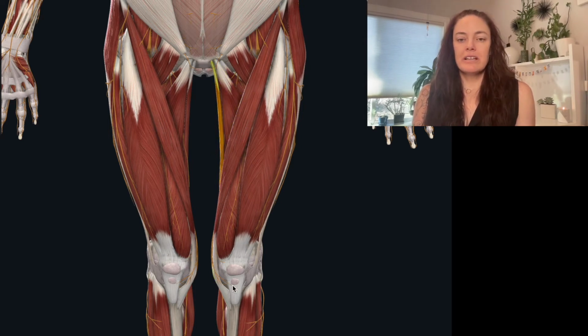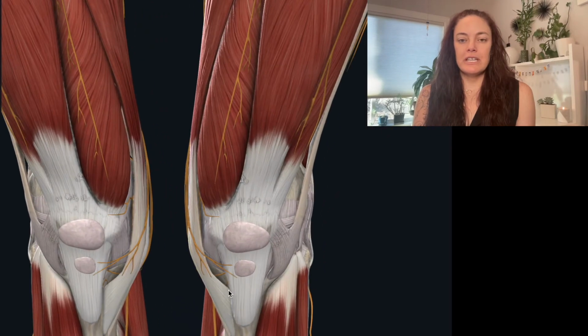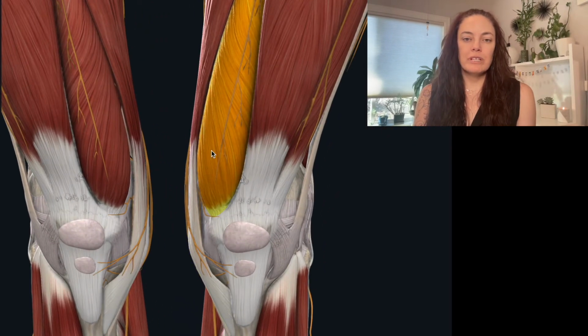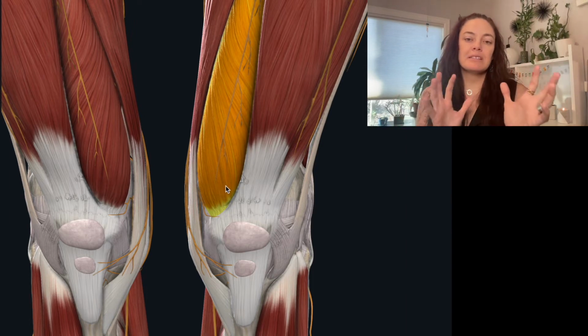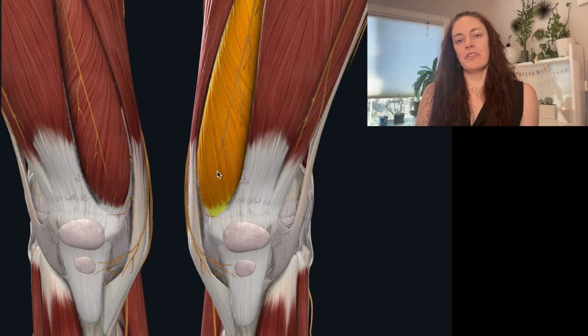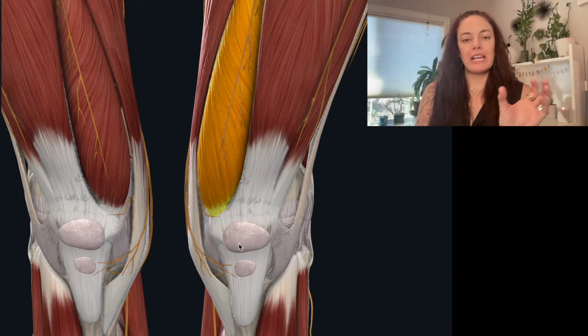And then getting closer down into your knee, one really important muscle that we're going to talk about, especially as it comes to balancing the knee joint, is the VMO. So this is your vastus medialis. Helps to keep the kneecap tracking in the right place.